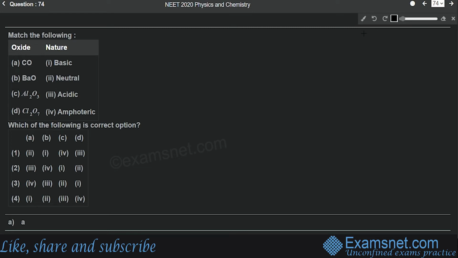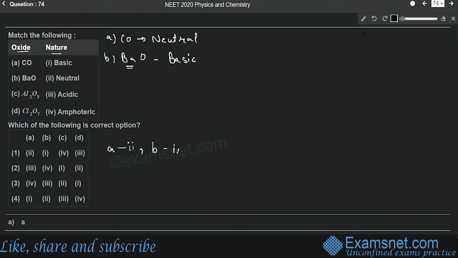Question number 74 is from the p block elements, and here we have to match the given oxides with their nature. The first one is carbon monoxide and it is neutral. That means it is neither acidic nor basic oxide. So the correct match for A will be number 2. Now the second one is barium oxide. What is the nature of barium oxide? It is a basic oxide, because barium is a metal and metal oxides are basic in nature. So the correct match for B will be number 1.